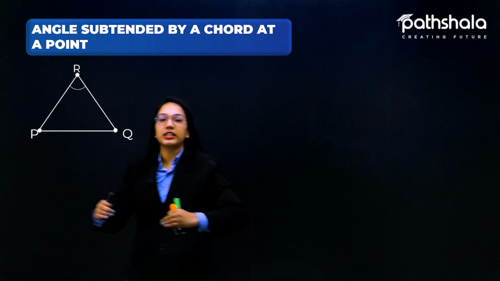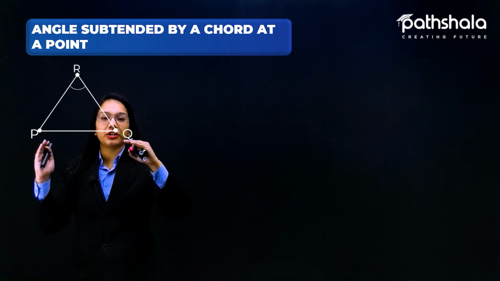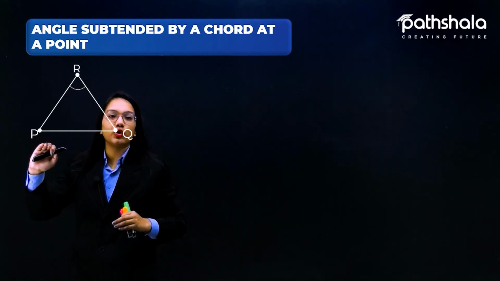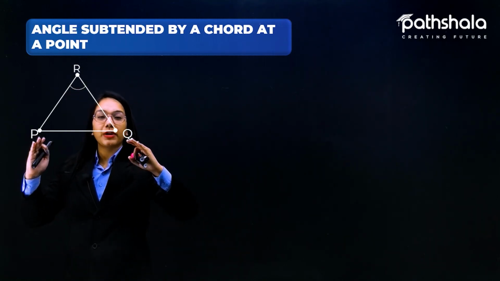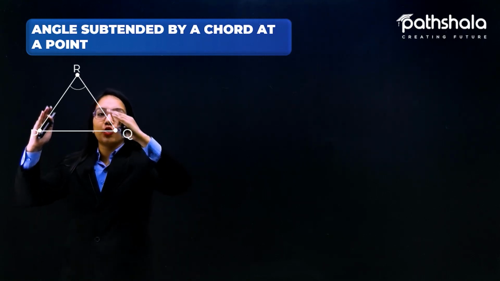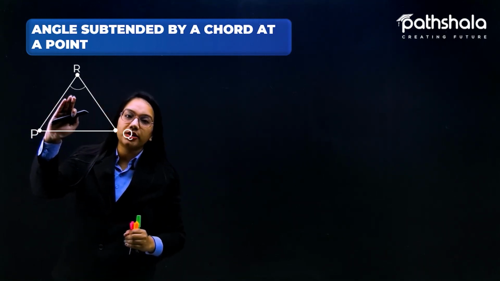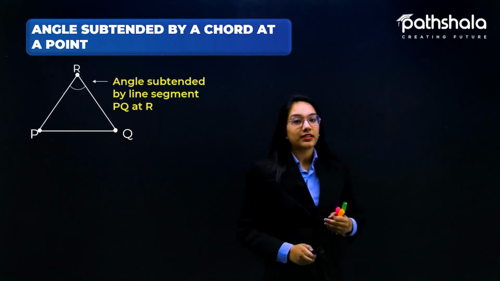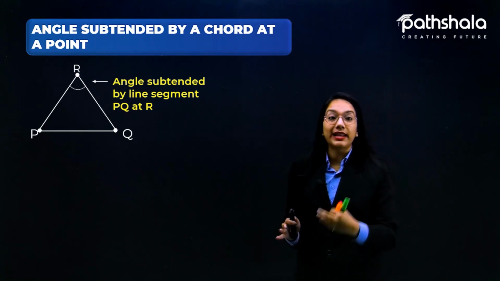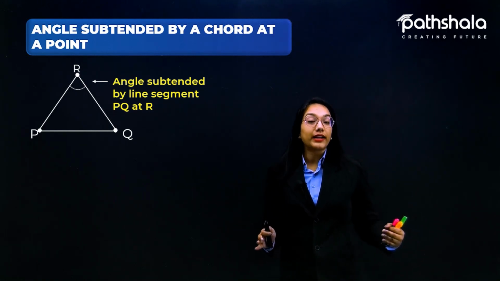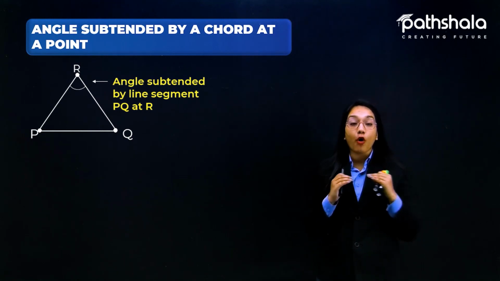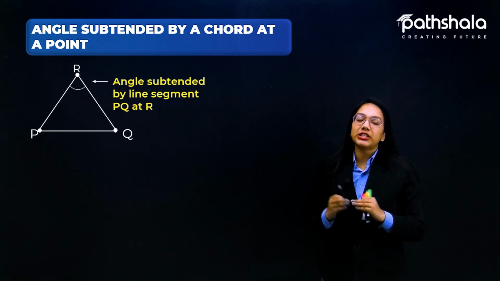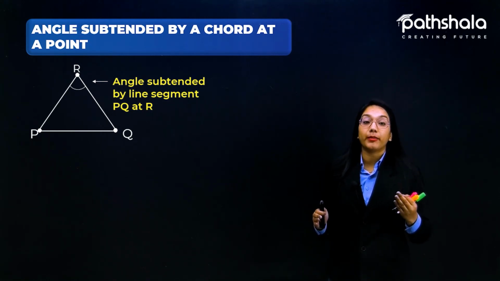So as you can see, this is the line segment that I have taken, and I'm calling these 2 points P and Q, and I'm taking another point R which is not on the line PQ. When I join P and Q with R, there is an angle formed over here. What do we call such an angle? We call it the angle subtended by the line segment PQ at R, because this is an angle formed by a line segment at the point R. So this is called the angle subtended by a line segment.